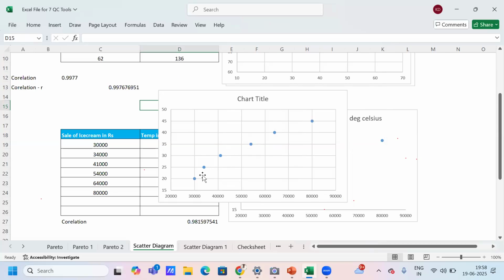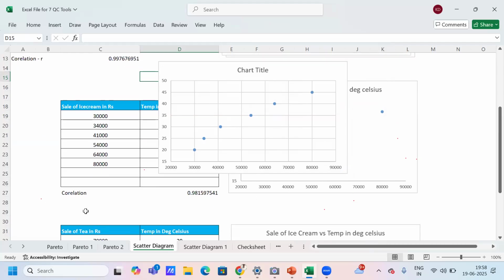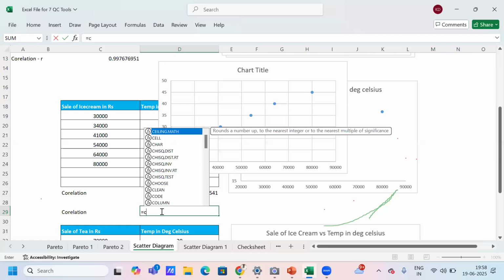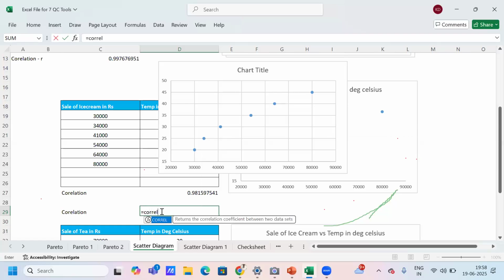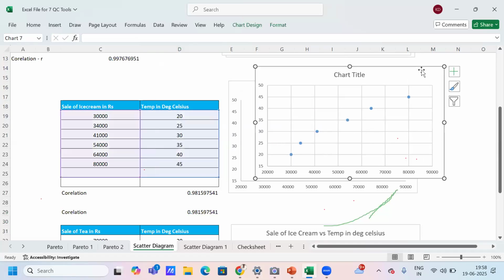Now I can find the correlation. Correlation is denoted by R. I will let you know what that correlation means. So now the correlation formula is: correlation is equal to CORREL, this is one and this is another data. So correlation is 0.98. Clear?